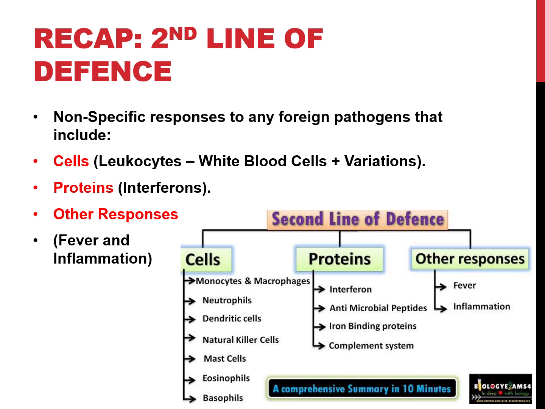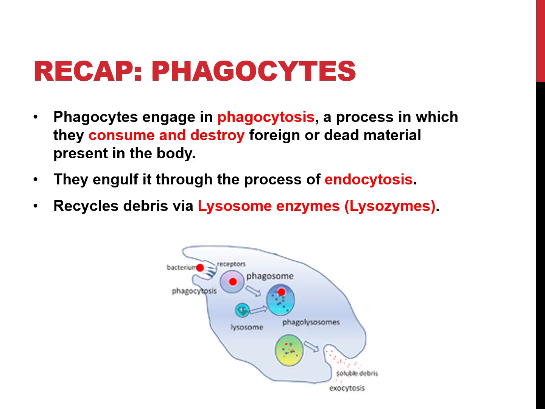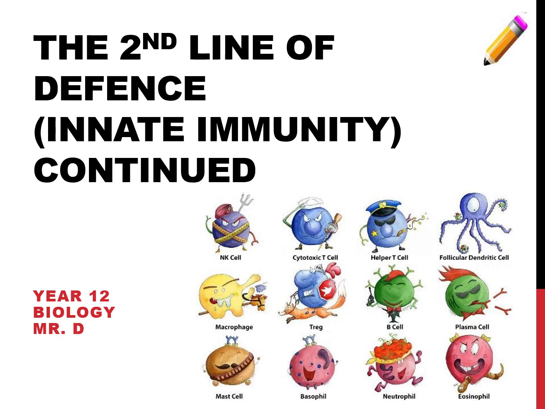So we have cells, we have proteins, we have other responses that we're going to look at, including MHC1 and 2 markers, which are found on the cell membrane of all our cells. MHC1, of course, showing that we are self, and MHC2 found only on our special APC cells. Many of our immune cells are also phagocytes too, which means they engulf different things. Those include neutrophils, macrophages, and dendritic cells. We're continuing on with our current theme of immunity in the second line defense today.